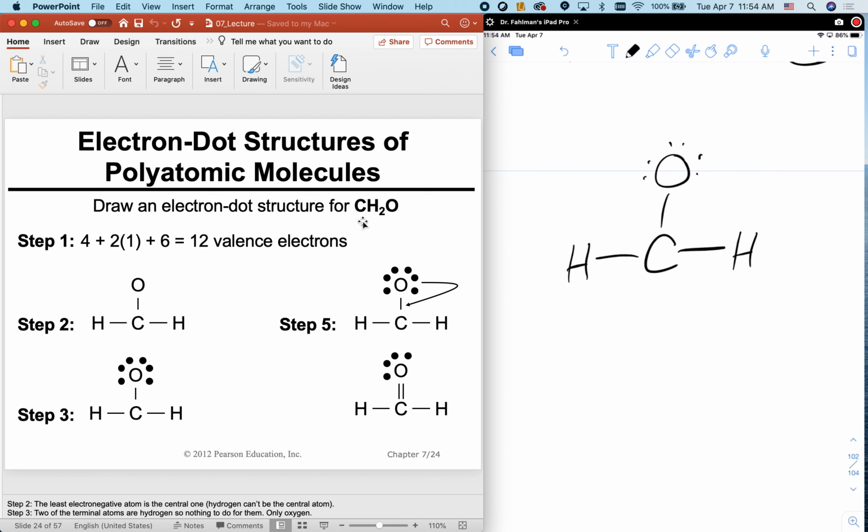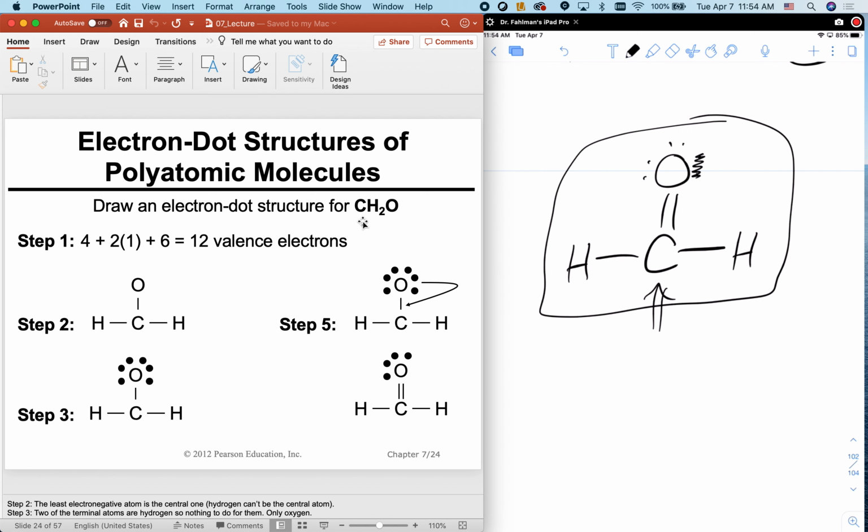All right, and now you look: is everything happy as far as the octet rule? And you see that carbon has less, and so we have to use double bonding. So that's where that double bond comes from.